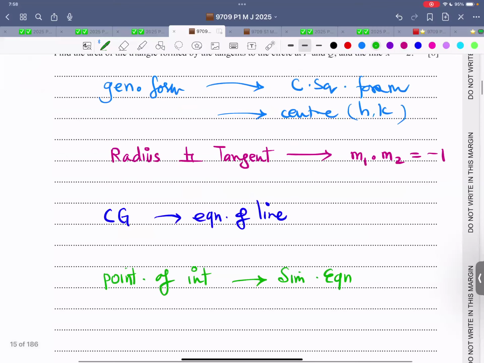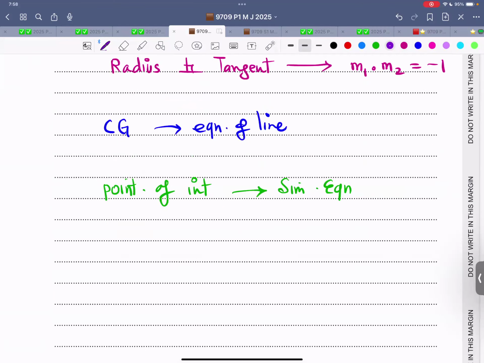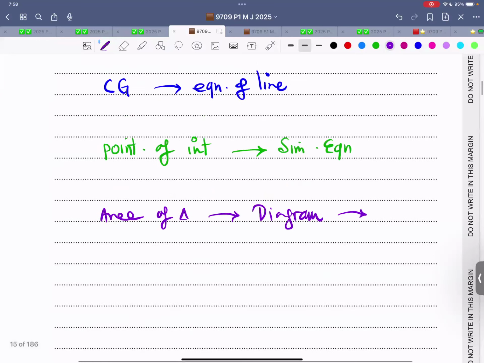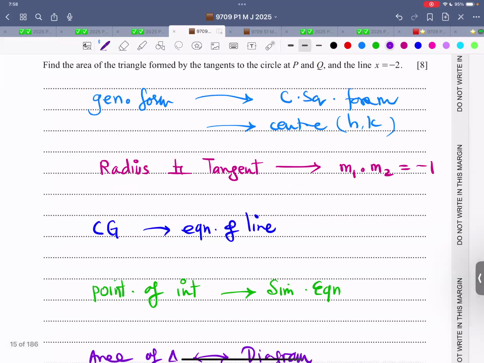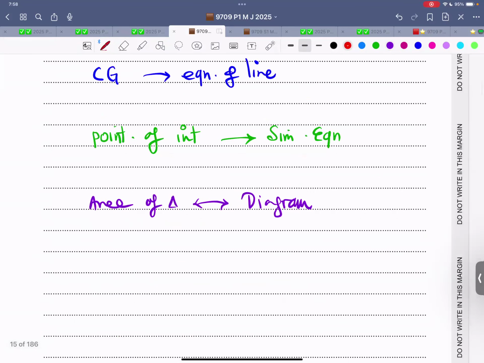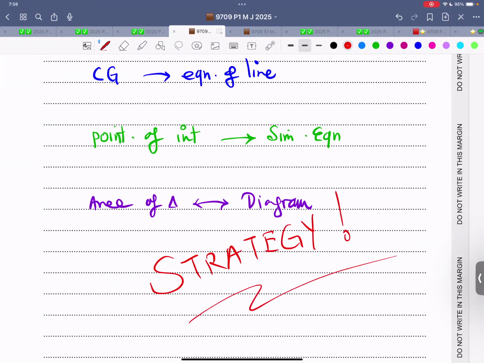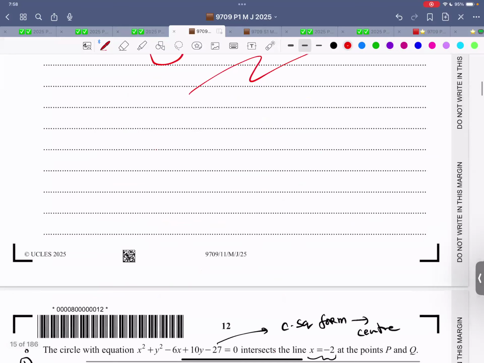And last but not the least, we have to use area of triangle by drawing a diagram, and then we have to work it out and find the solution. So basically, let me remove this thing. So area of triangle will be based on a diagram. Now once you have decided the strategy, so I believe in forming the strategy first. So strategy is everything. Now let's look at the working.